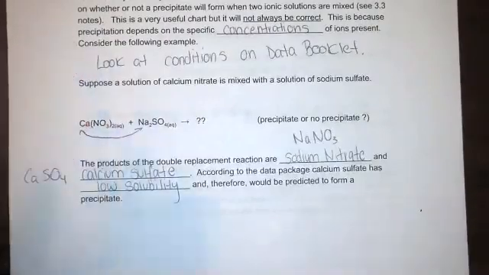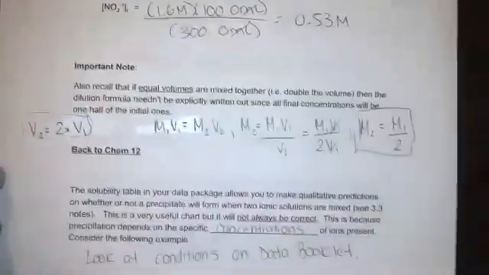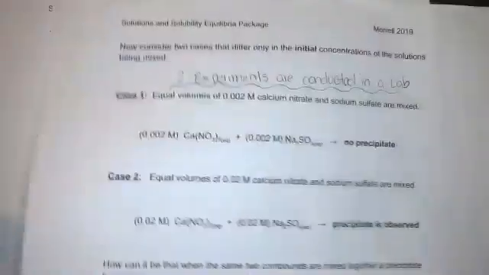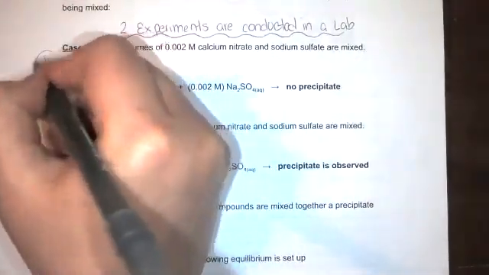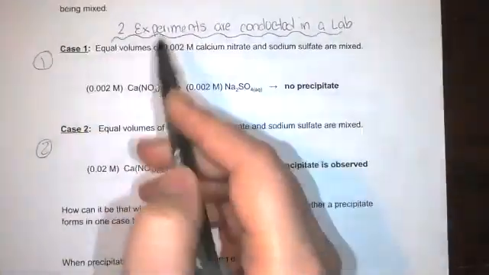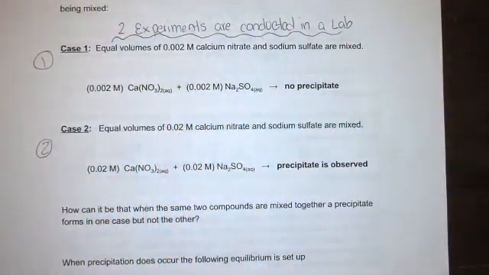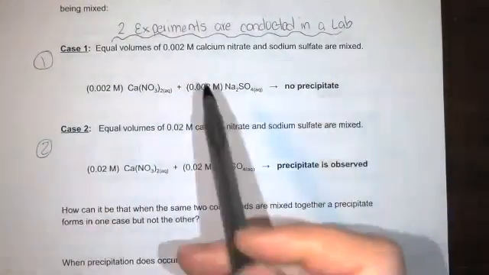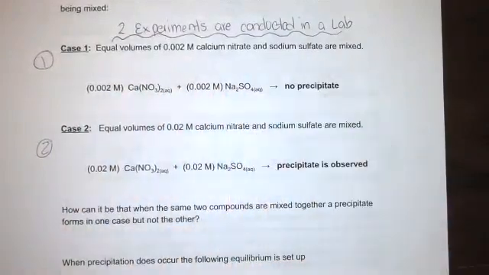So let's pretend to do this experiment in a laboratory setting and see what our results are. So 2 experiments. We have our first one and our second one. We have equal volumes of 0.002 molar calcium nitrate and sodium sulfate, and they're going to be mixed. So we would anticipate a precipitate to occur based on our chart because we know that calcium sulfate has low solubility. However, we notice that when we mix these 2 with these initial concentrations, no precipitate occurs.